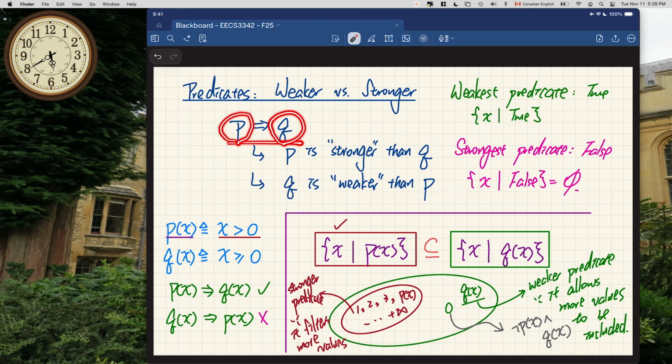And if you want to visualize it, think about P as allowing a certain set of values, and Q allowing another set of values. The stronger one is a little bit stronger in filtering out values, so the stronger one is going to be a smaller set. The weaker one is weaker in filtering out values, so it can allow more values to be included in the set. So this is the stronger one, this is the weaker one. You can go either way. If you want the pure logical approach, think about the implication. Or if you want to visualize which set is bigger, you can go that way too.